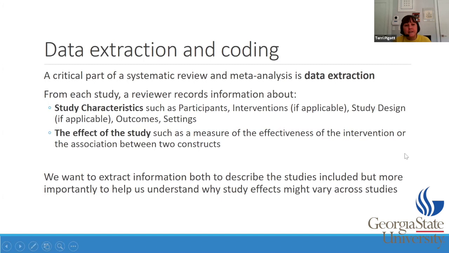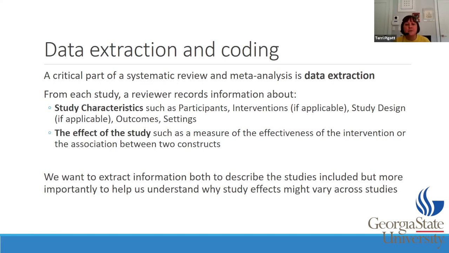Because what we want from each study is to extract information about study characteristics, like the participants in the study, things about the interventions, if that's important or applicable, things about the study design, things about the outcomes, information about the settings. And then we're also going to want to extract from each study a measure of that study's effect, whether that's a measure of the effectiveness of the intervention or the association between two constructs.